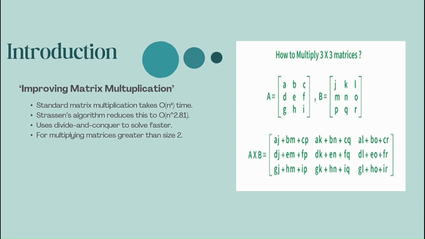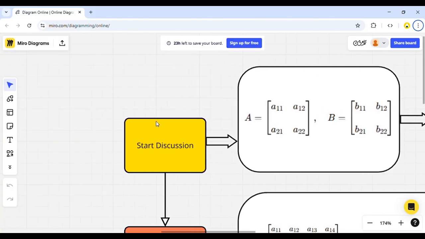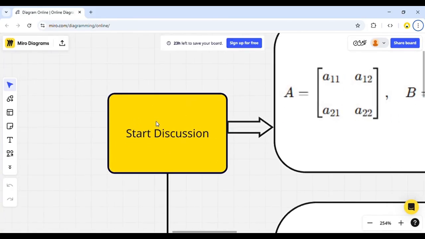Standard matrix multiplication takes time big O of n cubed, while Strassen's algorithm reduces it to big O of n raised to power 2.81. No doubt the difference is very small, but it makes our algorithm much faster and more efficient. Let's understand it through our notes.